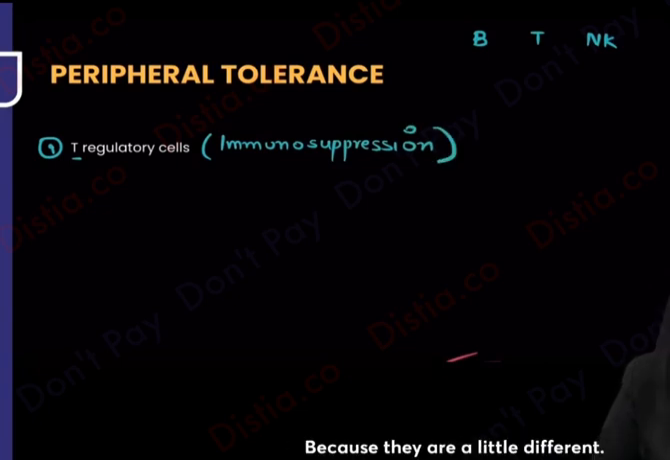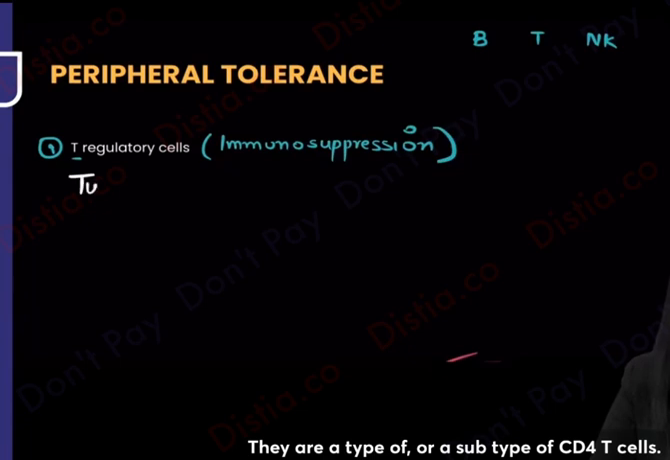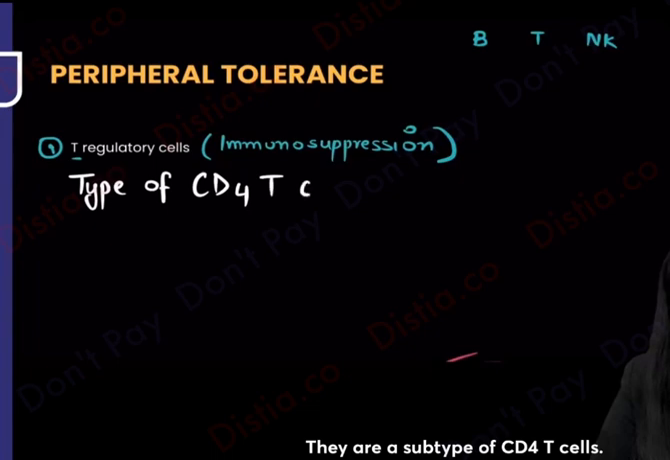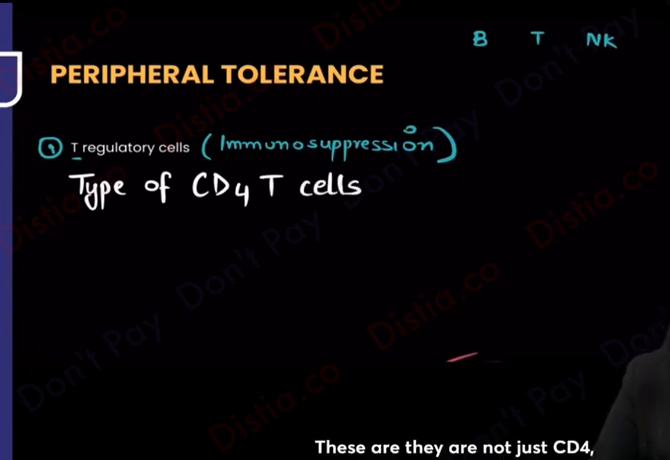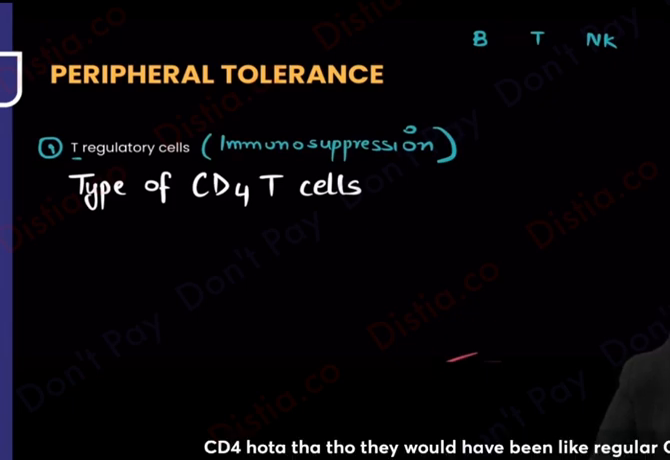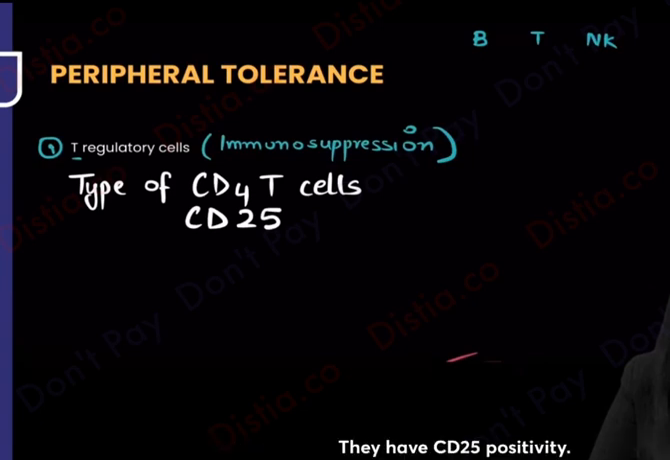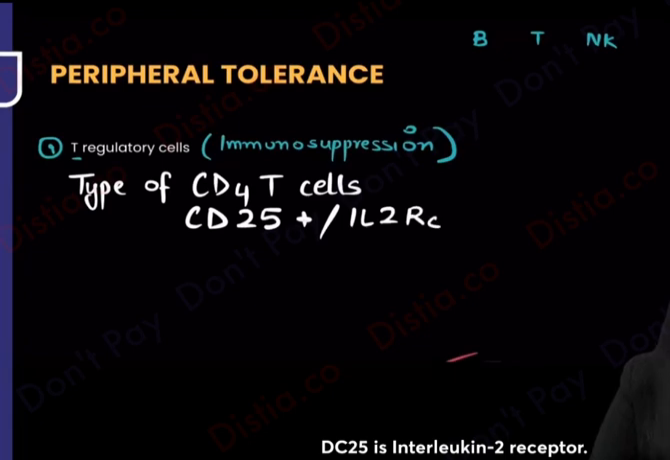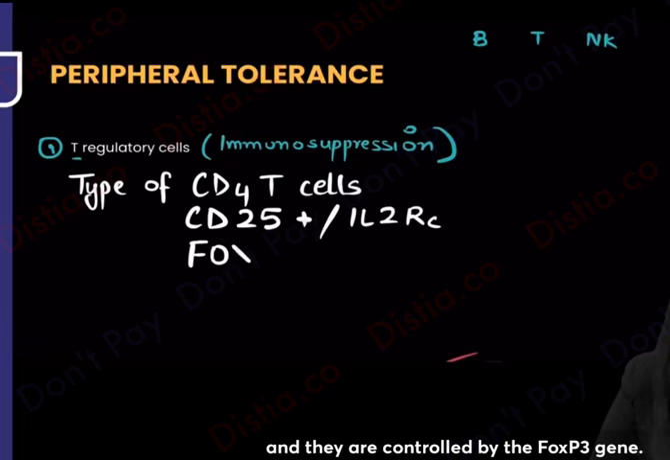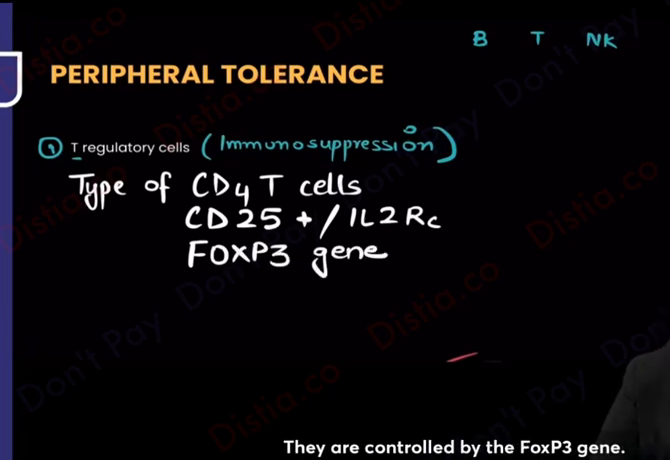So what are these T regulatory cells? Because they are a little different. They are a subtype of CD4 T cells. So they are not just CD4. CD4 hota to they would have been like regular CD4. They are CD4 T cells which have two things positive more. They have CD25 positivity. Do you know what is CD25? CD25 is interleukin 2 receptor. They have CD25 positivity and they are controlled by the FOXP3 gene.